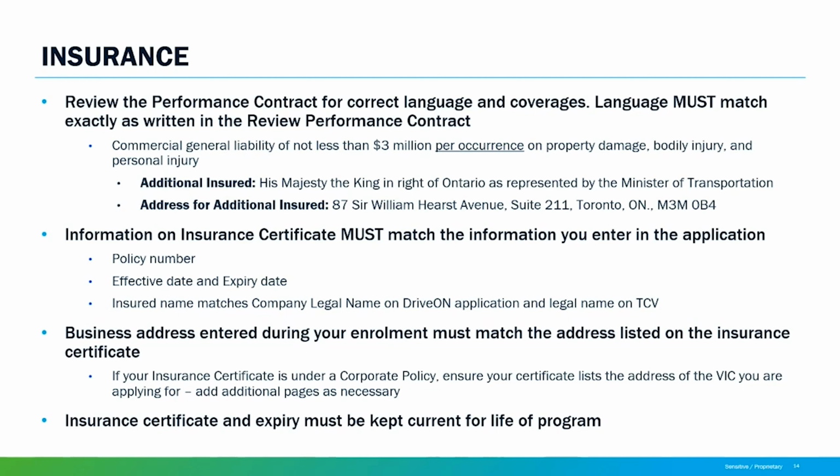If your insurance certificate is a corporate policy, that is, you have multiple business locations under one insurance certificate, your certificate must list all the addresses of the location you are applying for. Have your insurance company add additional pages to the insurance certificate to list the addresses of all the locations covered by that insurance policy.